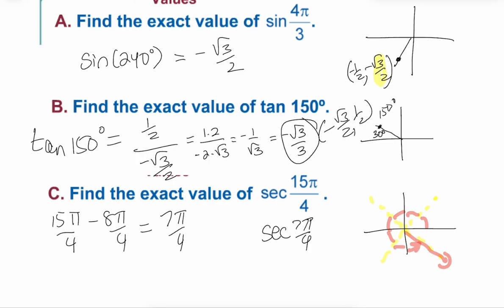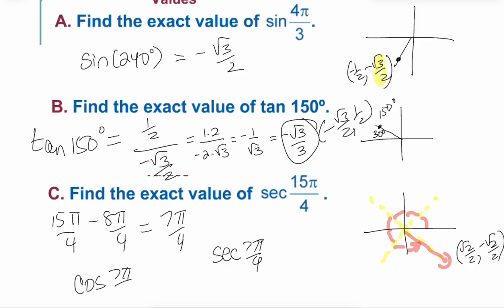Pi over 4 should already tell you square root of 2 over 2, square root of 2 over 2 is going to be useful. But in this location, the X is positive, the Y is negative. So now we found the point. Once we find the point at that location, we've got what we need to answer the question. So what is the secant? Well, the secant is the reciprocal of cosine. So the cosine of 7 pi over 4, which is the same as 15 pi over 4, is square root of 2 over 2. It's that X value. The cosine is your X value. So all we've got to do is flip that over and get it prettier.